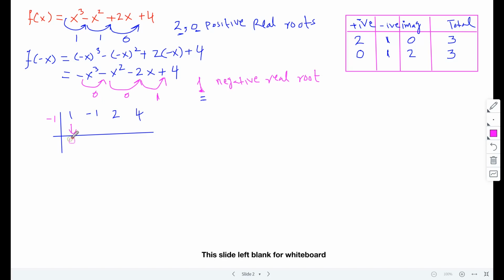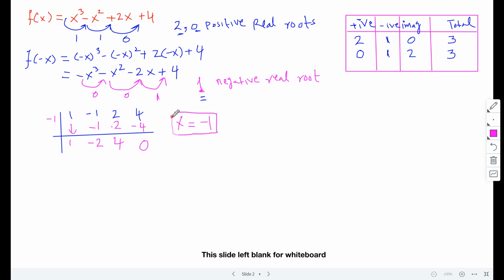The first number will come without any change. It's 1. And 1 times negative 1 is negative 1. Negative 1 plus negative 1 is negative 2. Negative 2 times negative 1 is positive 2, and 2 plus 2 is 4. Negative 1 times 4 is negative 4. So negative 1 is the first factor, and the negative real root is already with us. x equals negative 1 is the first answer.